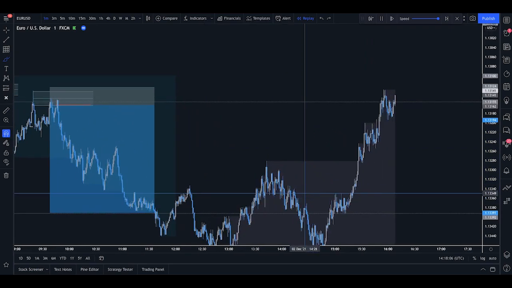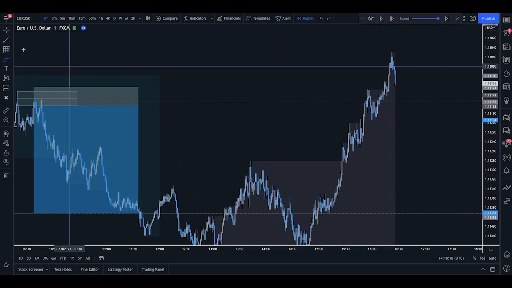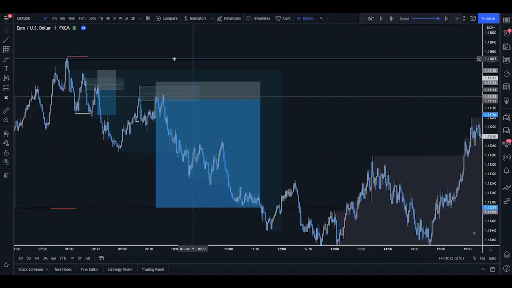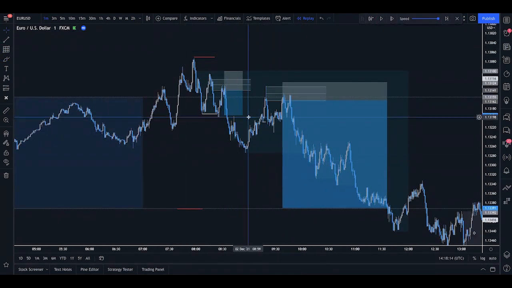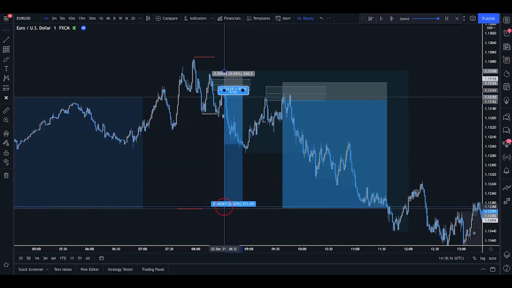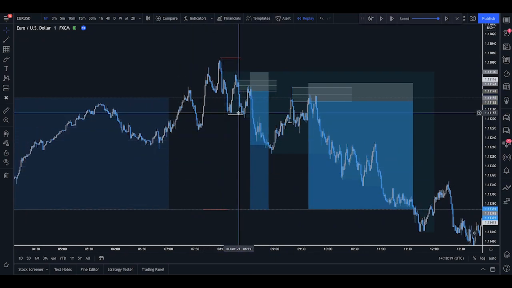So the targets are very clear. The entry system is very clear. Stop loss system is very clear. And all in all, this is one of the easiest to learn and easiest to apply strategies for your intraday trading. Now, I will be showing more examples of this system, and there may be a few other talking points on it as well.